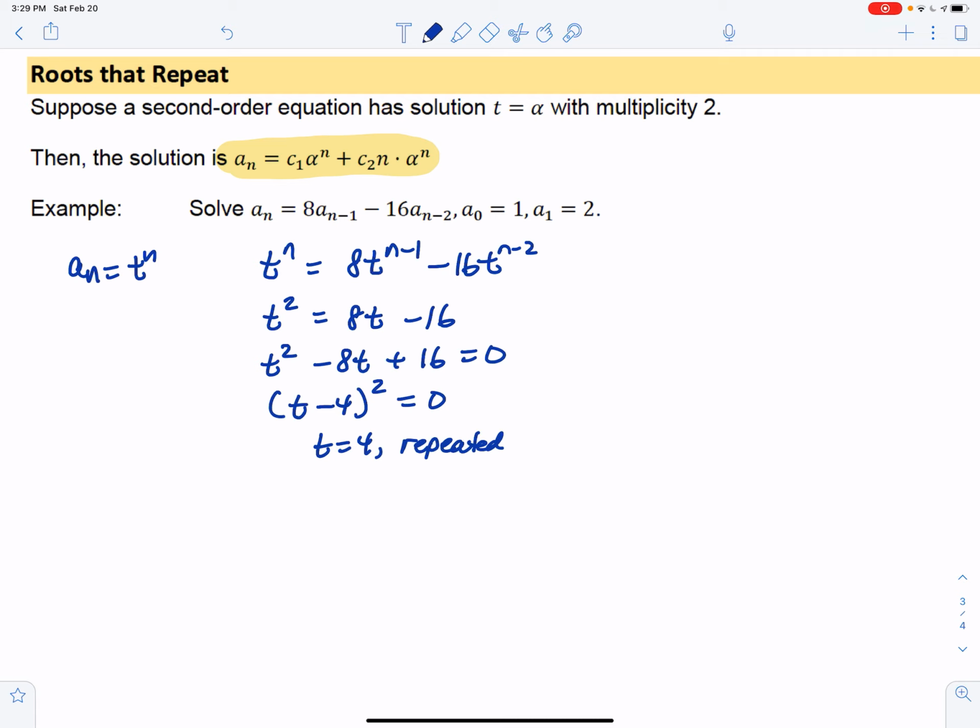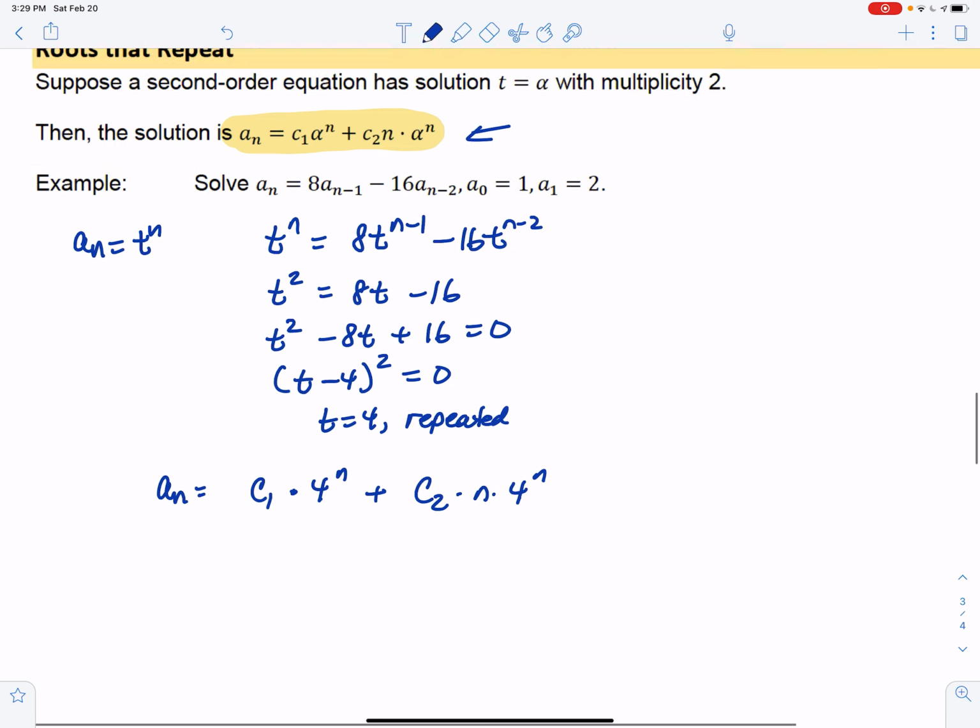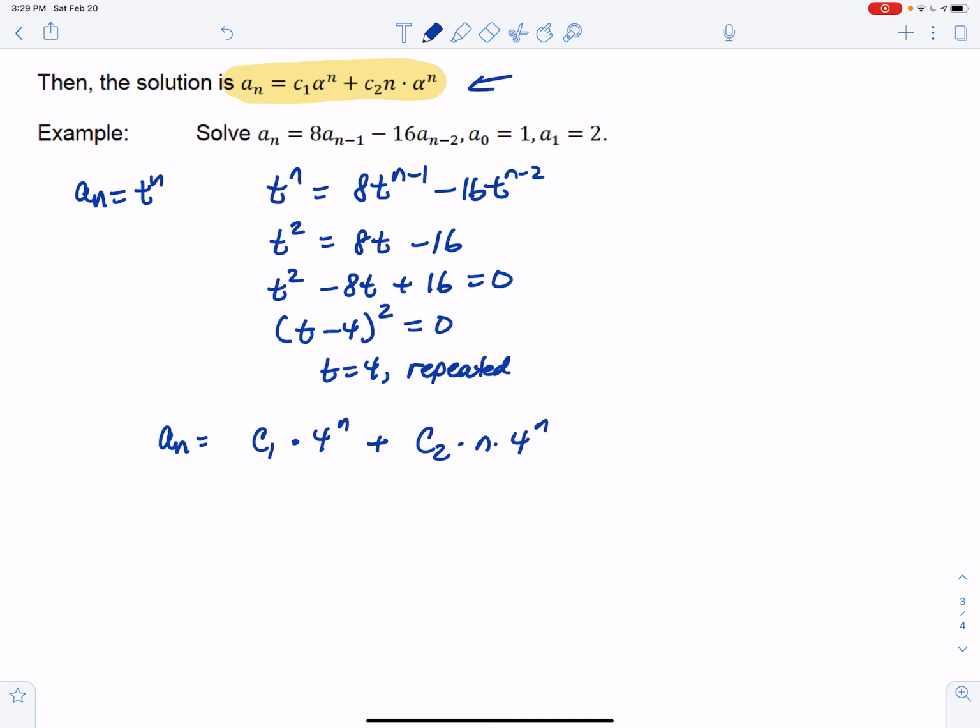So that means that our solution, a sub n, is equal to, now I used c1 and c2 in the general idea up here. You can use whatever constant you want to. I am going to call them c1 and c2 just this time. So we know the solution is c1 times 4 to the n plus c2 times n times 4 to the n. So from here, same idea. Substitute and solve to get c1 and c2. So this is our new goal. What are c1 and c2 so this works?